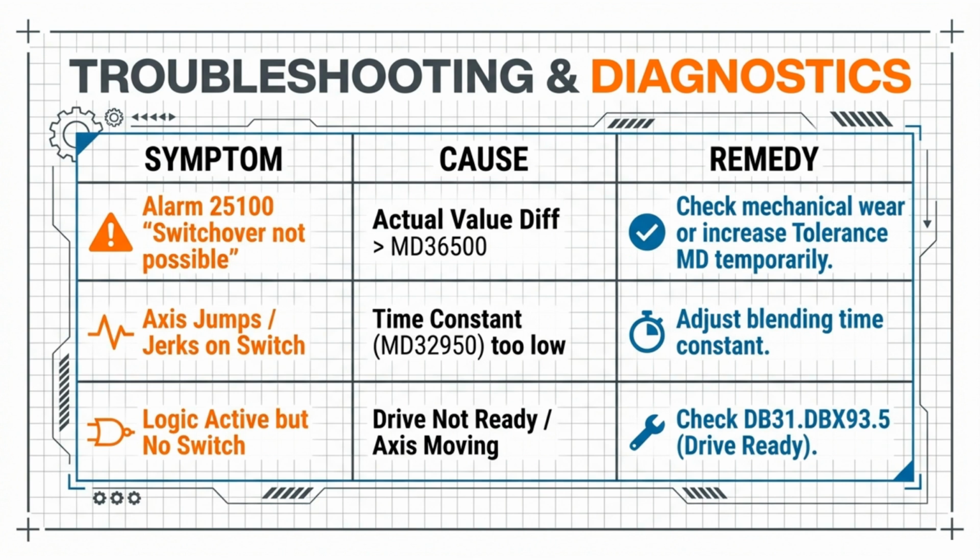For troubleshooting, if alarm 25100 occurs, check mechanical wear or increase the tolerance temporarily. Axis jumps on switch may require adjusting the blending time constant. If logic is active but no switch occurs, check if the drive is ready.